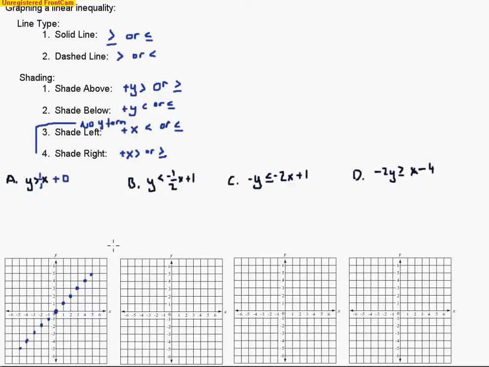That gets you on that same line. And then what type of line do we use? Well, it's an inequality that's not equal to. So that means it's a dashed line. So right along those dots, we'll draw that dashed line. And then from there, we can go ahead and shade.